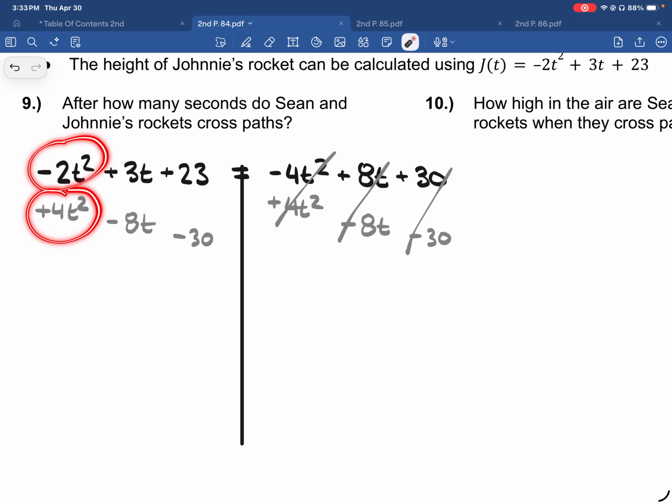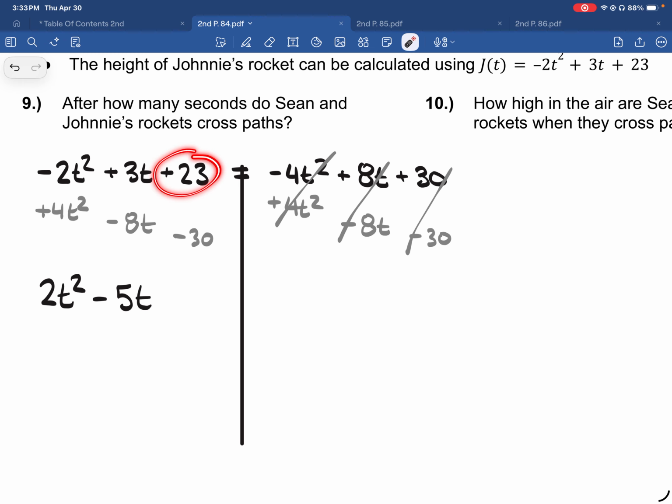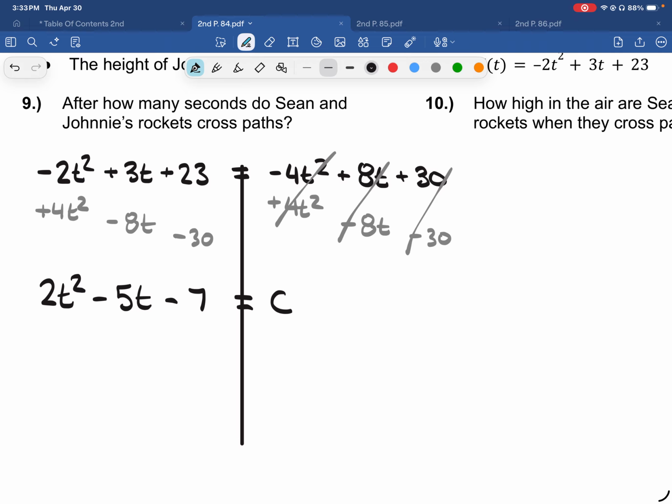Negative 2t squared plus 4t squared is positive 2t squared. 3t minus 8t is negative 5t. And 23 minus 30 is negative 7. Equals 0.